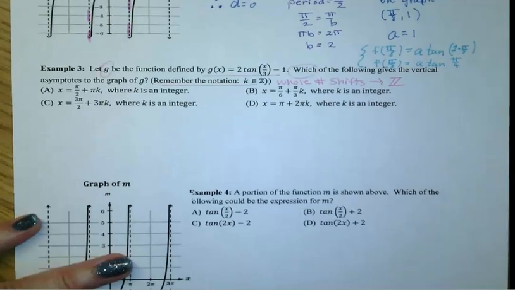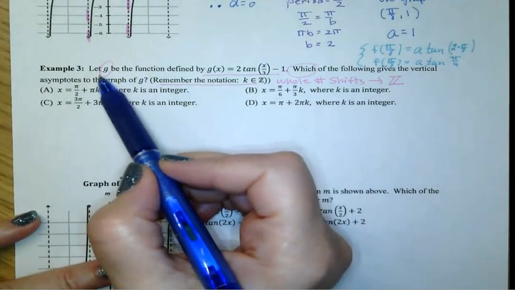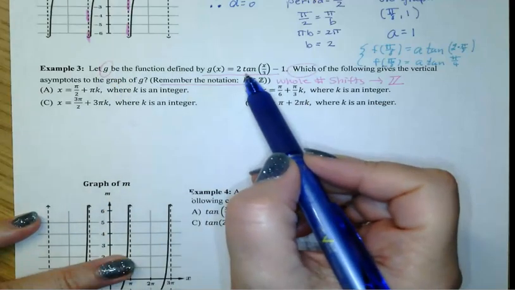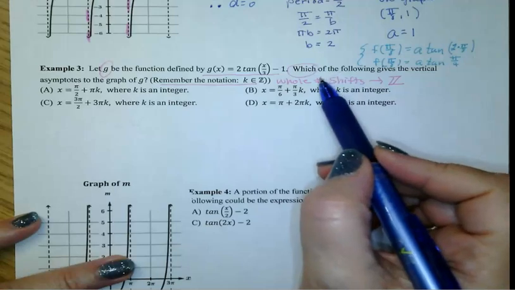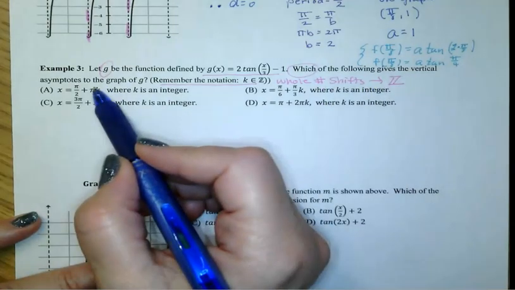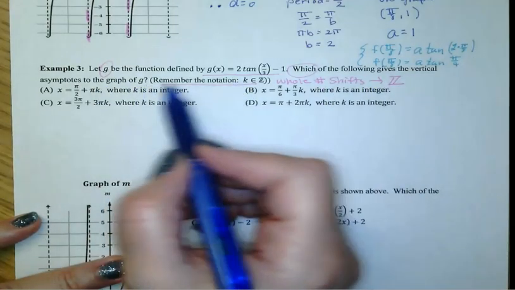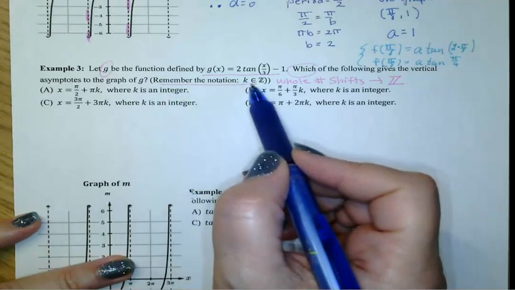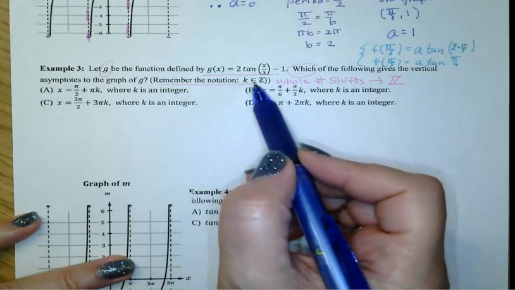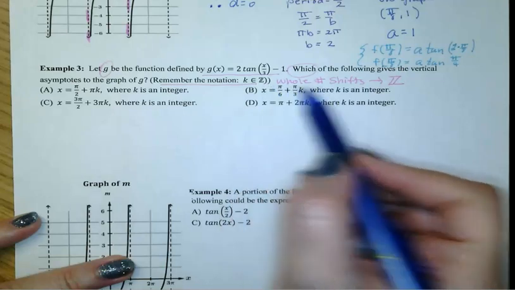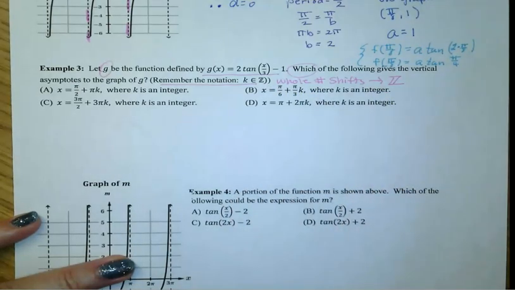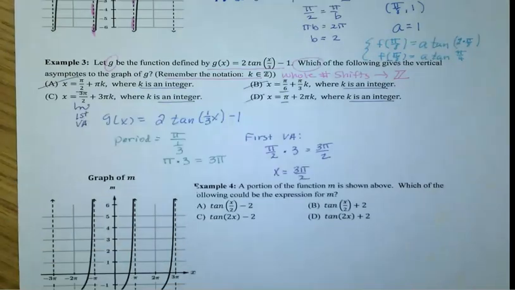Pause your video. Okay, so we identified the name of the function, which is g, and that we have this equation that we can use. It asks us which of the following could be vertical asymptotes to the graph of g, and a reminder about the notation: k belongs to the set of integers. Remember, whole number shifts for z. So go ahead and pause your video, answer the question, and we'll come back and compare.